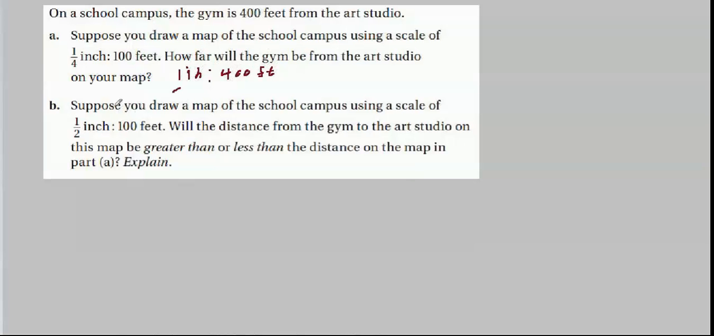What about the second part? 1/2 inch equals 100 feet. Now, will the distance be greater than or less than? Well, the closer you get to the real distance, the larger your map is going to be. Unless, of course, you've made a map which has a scale that's even larger than the real thing.